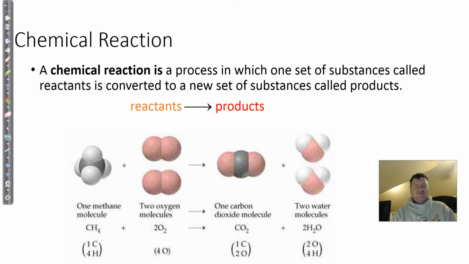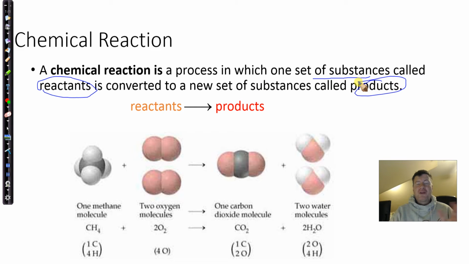So let's consider what a chemical reaction is. For those of you who've had chemistry, you've looked at this in more detail than we're going to do here, but we should understand some basic elements or pieces of a chemical reaction. When we say a chemical reaction, what are we talking about? It's a process in which one set of substances called reactants is converted to a new set of substances called products. So these are the key terms, reactants and products.